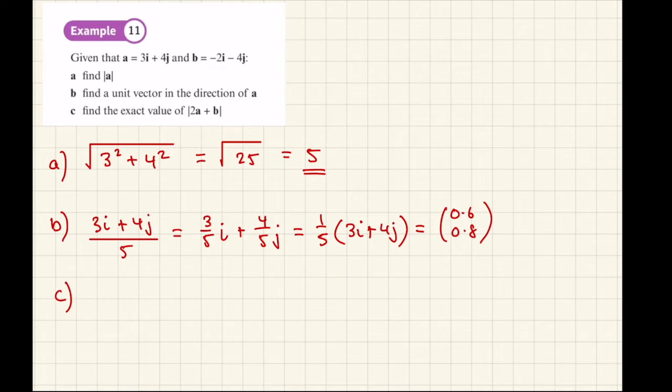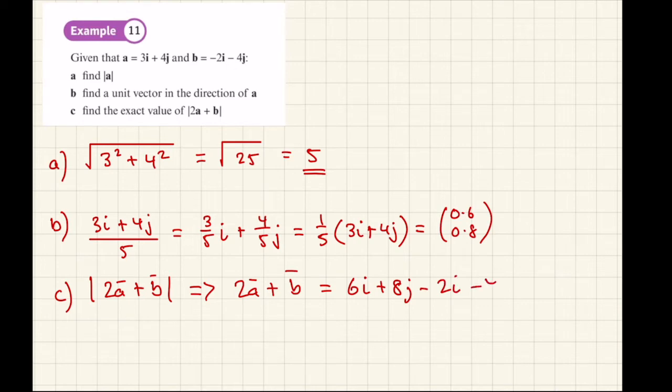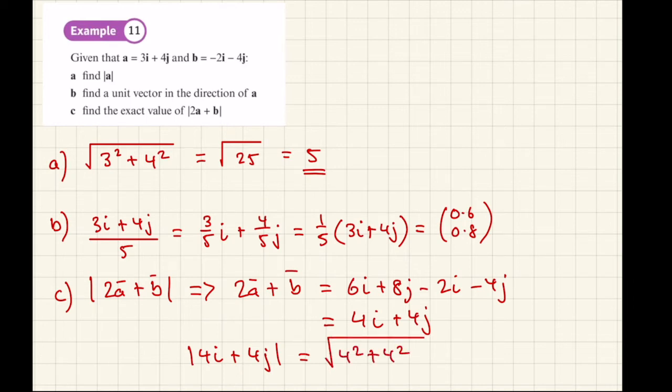In part C, we're asked to work out the magnitude of 2A plus B. In order to do this, we need to start by working out what 2A plus B is. Well, 2A plus B would be 6i plus 8j, that's 2A, minus 2i minus 4j, there's B, which will leave me with 4i plus 4j. The magnitude of 4i plus 4j could be given by doing the square root of 4 squared plus 4 squared, which is the square root of 32, which would be 4 root 2.